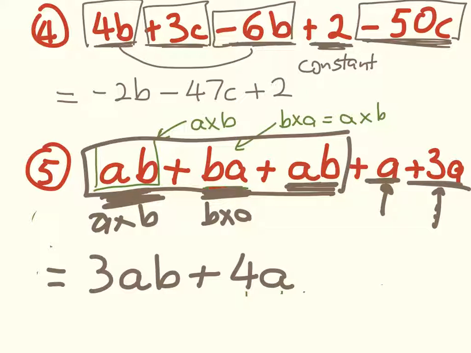I can't now go on and combine the ab's and the a's. They are not like terms because the letters are not matching up exactly. But what I hope you've learned from this example is that the order in which we multiply things doesn't matter whether you're working in algebra or with numbers.